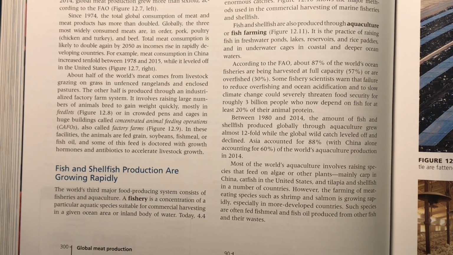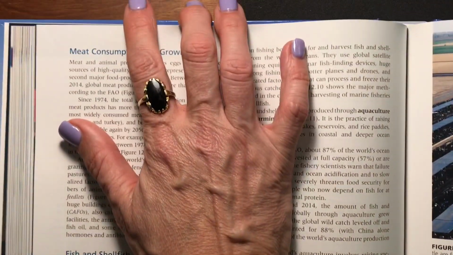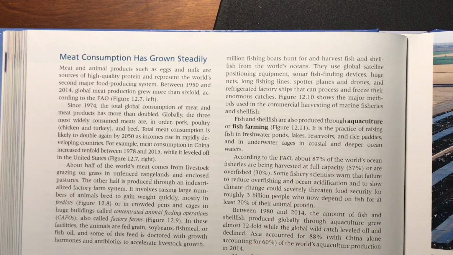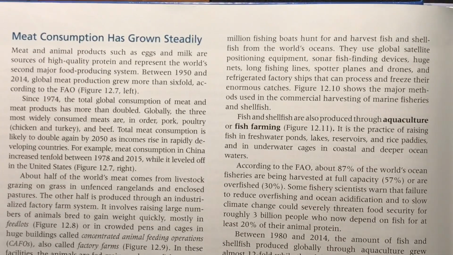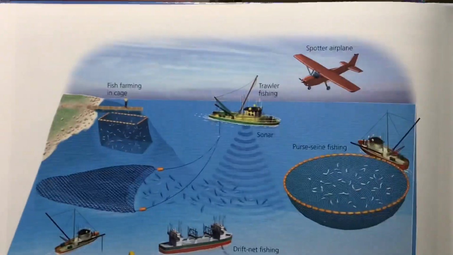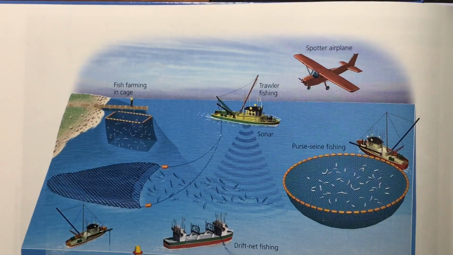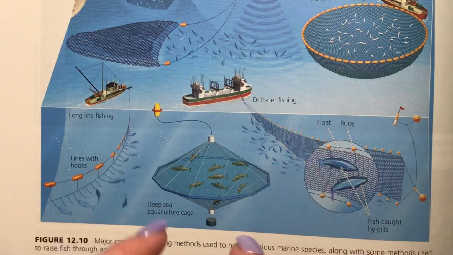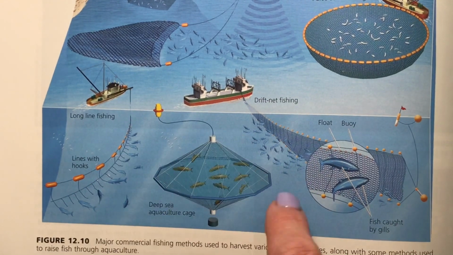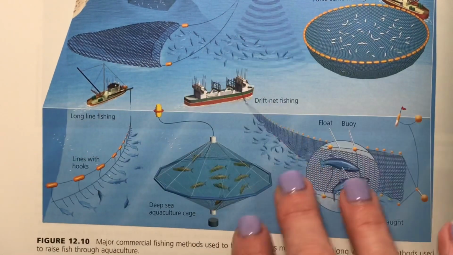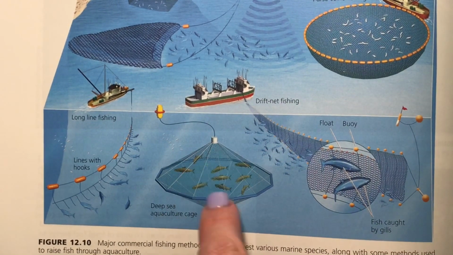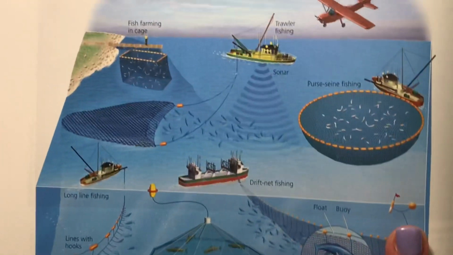Okay, what is aquaculture? It is the practice of raising fish in freshwater ponds, lakes, reservoirs, and rice paddies. Sometimes you just do aquaculture so it's by itself. Sometimes you do it in conjunction with other processes. So here's what I mean. And then there are two ways to do it when it's by itself. You can either take advantage of all of the systems in place in the ocean and just raise them in a cage, and then you pull it out when you're ready, like this and this.